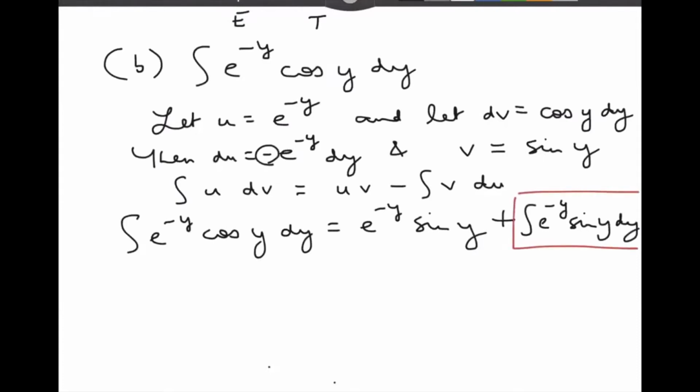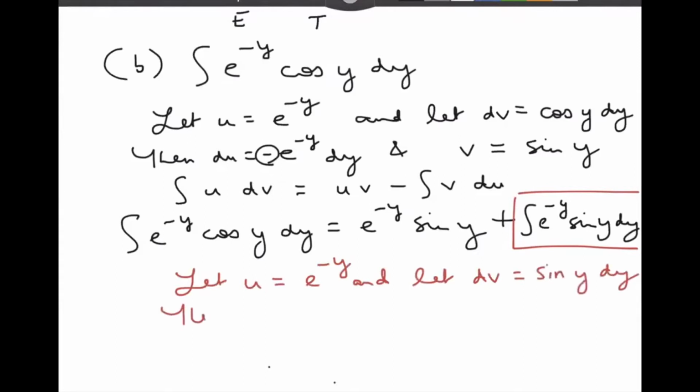And we will do integration by parts again. Let u equal e to the negative y, and let dv this time equal sine y dy. Then du is once again going to be negative e to the negative y dy. And v is going to be the integral of sine y dy, which is negative cosine y.